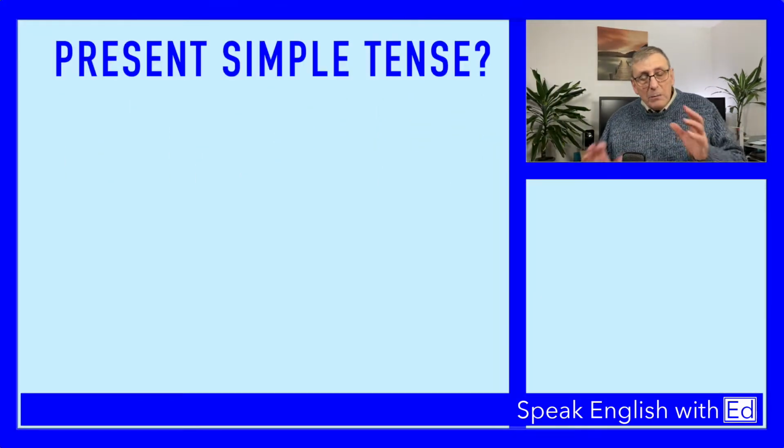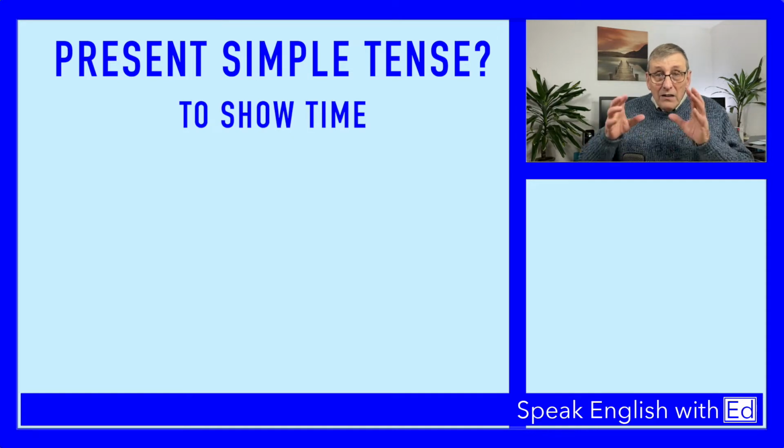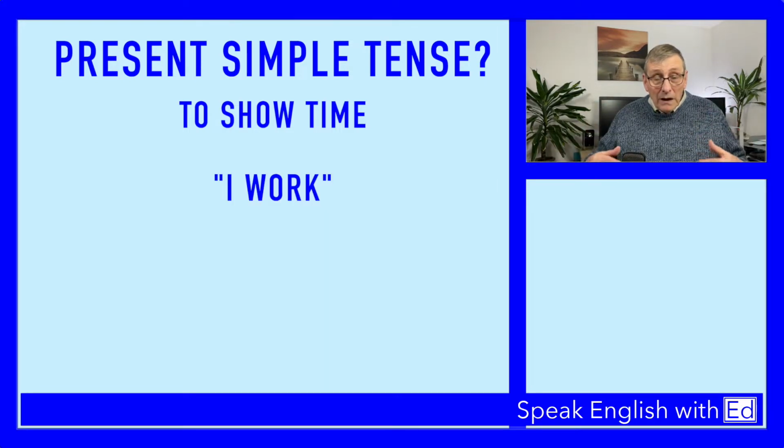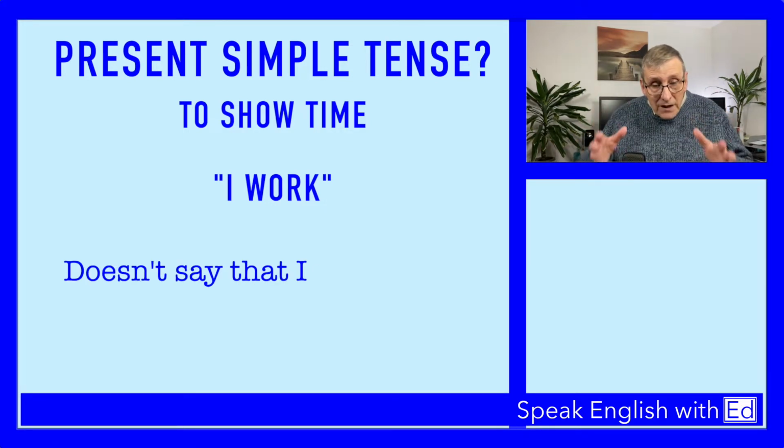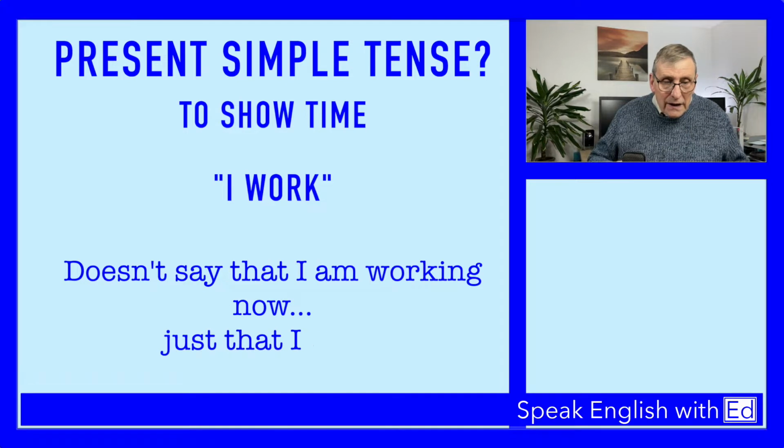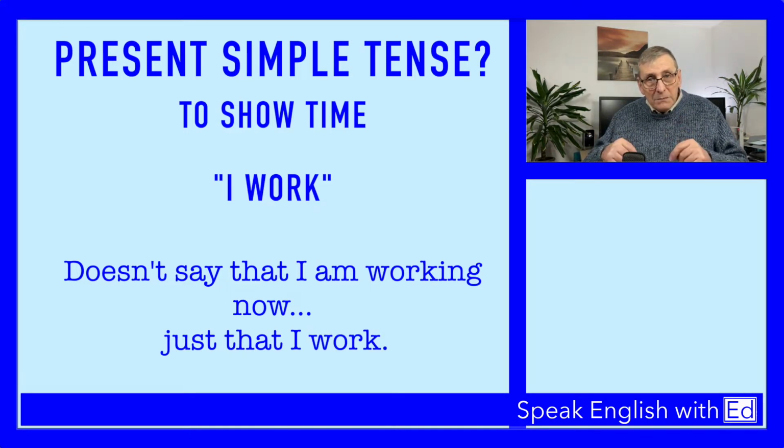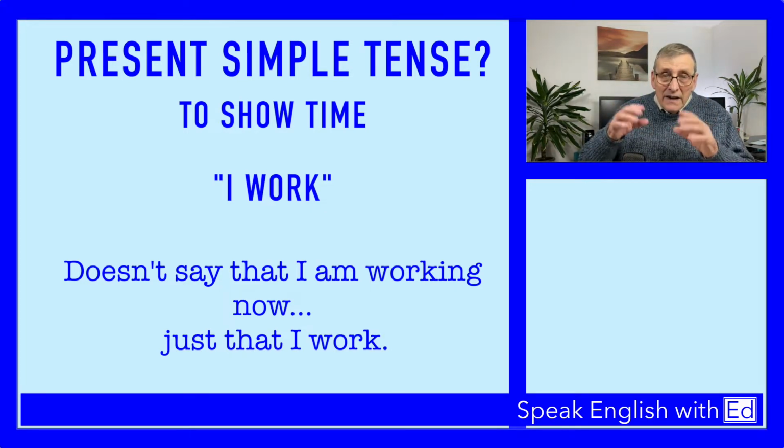Now you use the present simple tense to show the time period that the action of the verb took place in. Now, for example, I work. I'm talking about now. I work now. When I say that, I'm not saying that I am working at this moment in time, but it's saying that I do work now. Right now I do work.